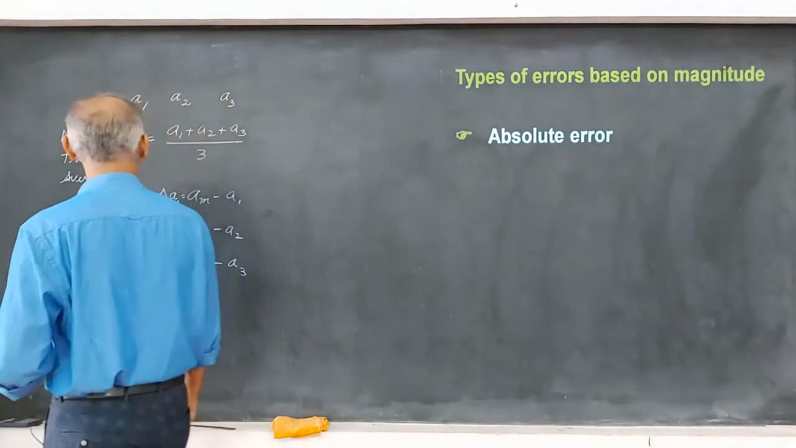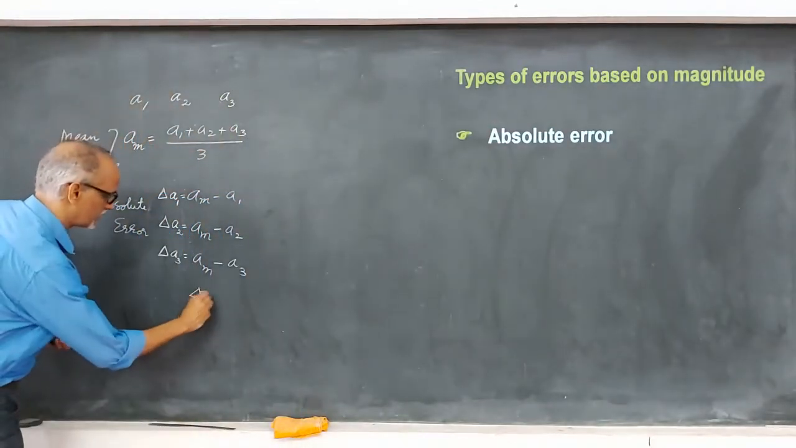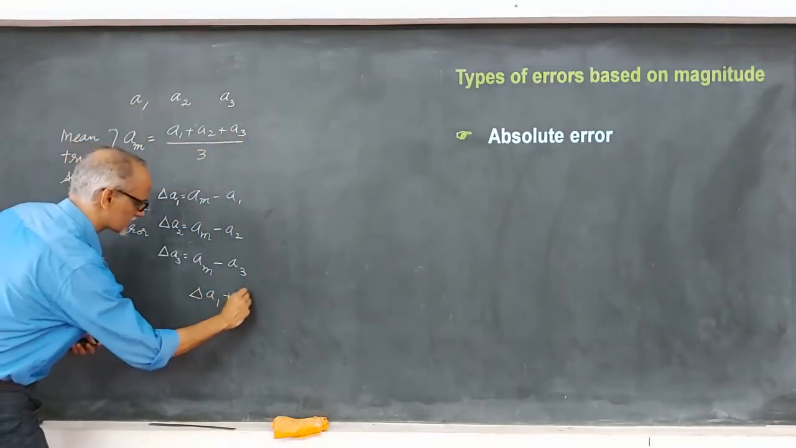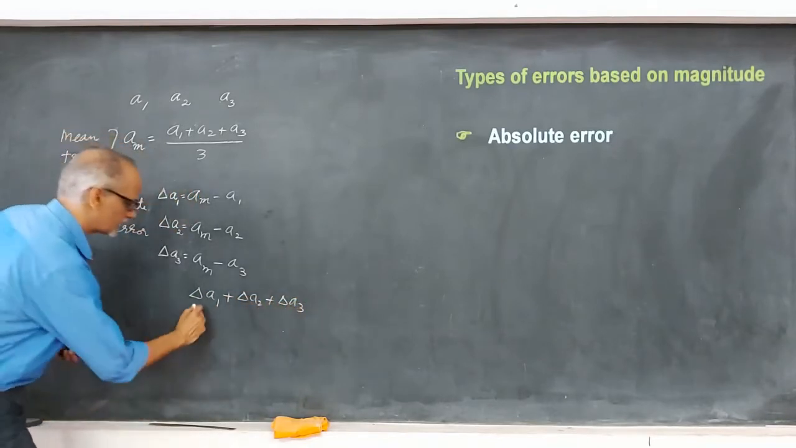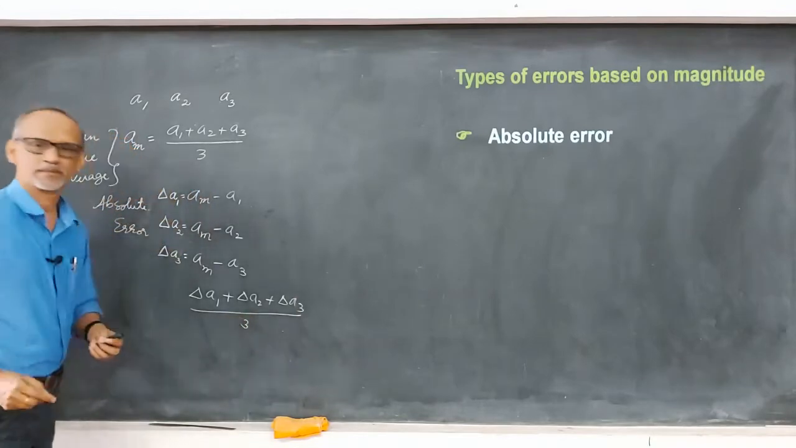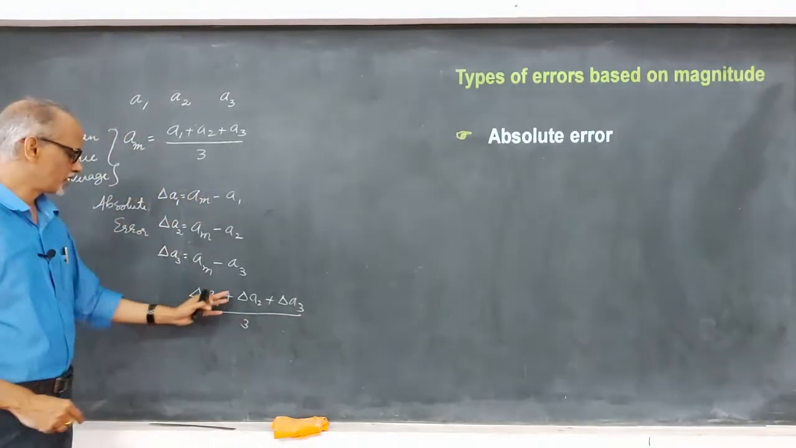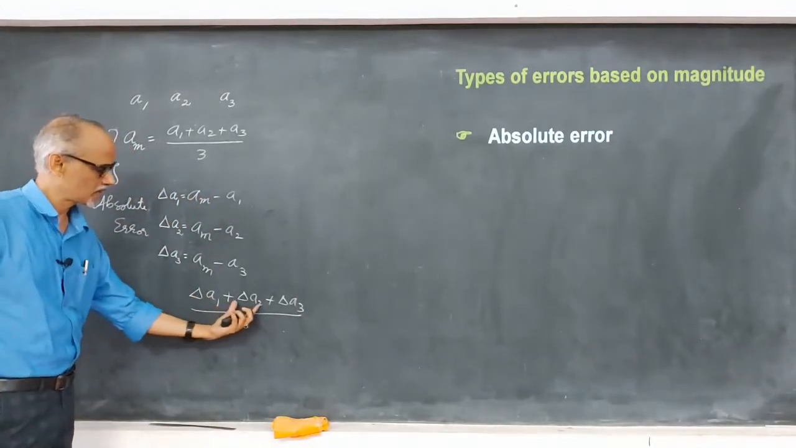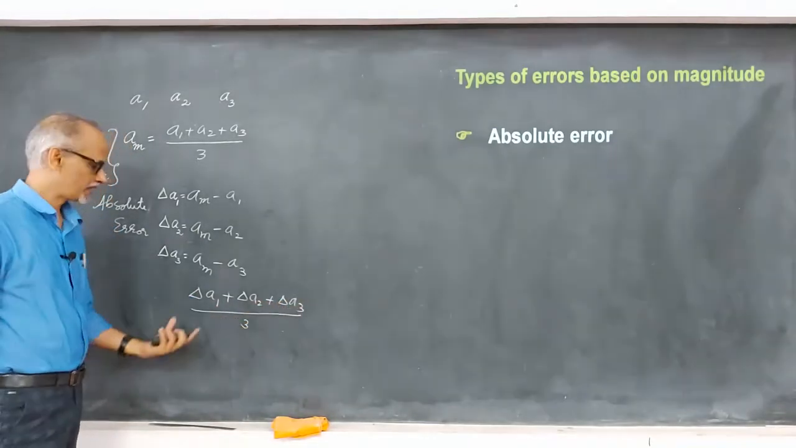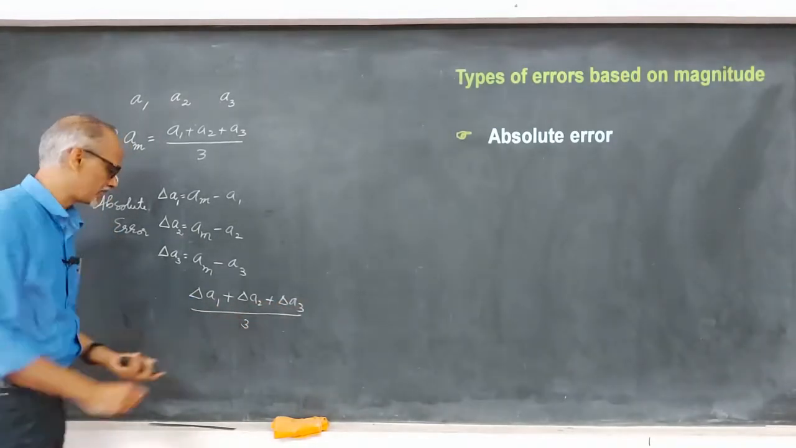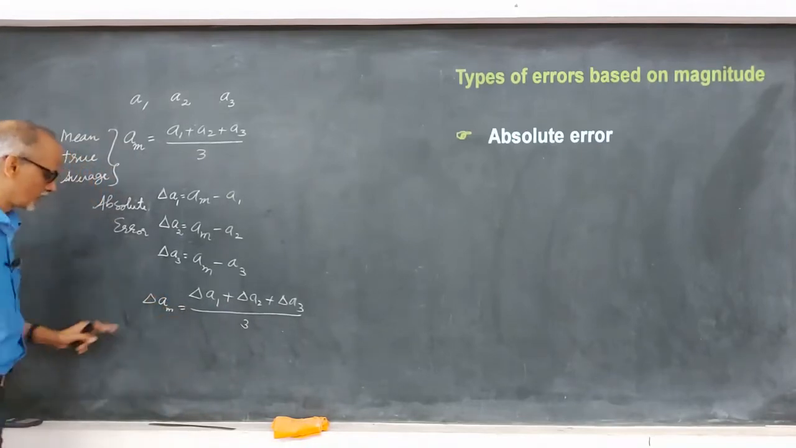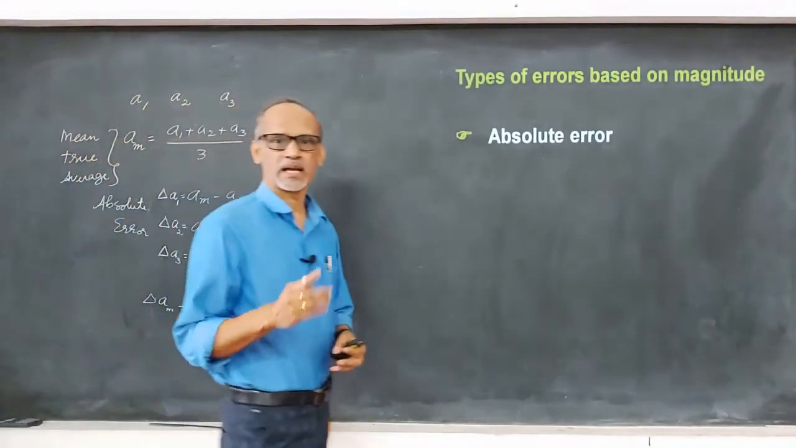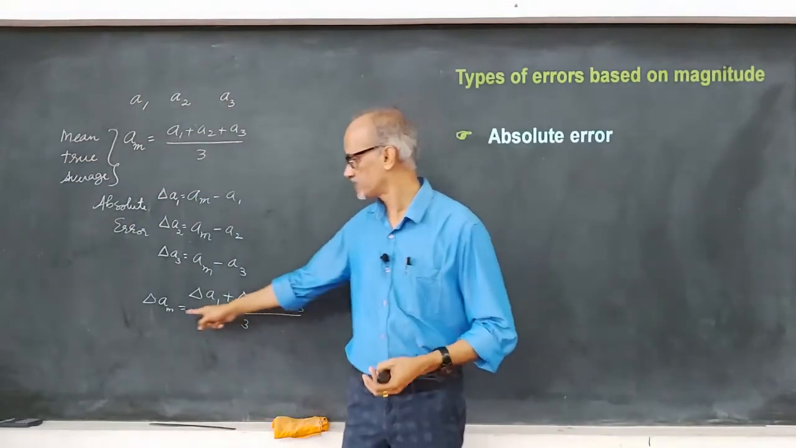Now what I will do is take the three absolute errors, delta A1 plus delta A2 plus delta A3, and then divide by 3. So now what am I going to get? These are absolute errors, correct? When I add them and then divide by 3, I will get the mean absolute error, that is the average of the absolute errors.